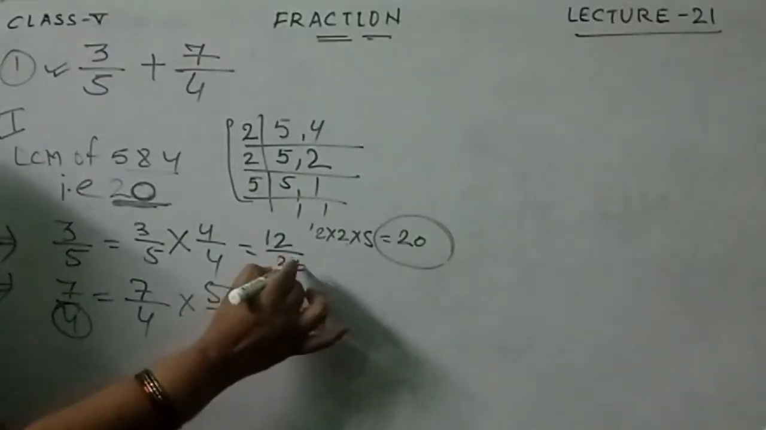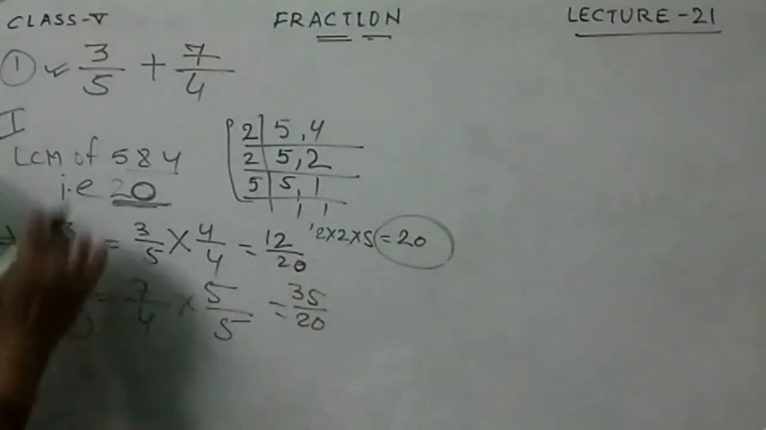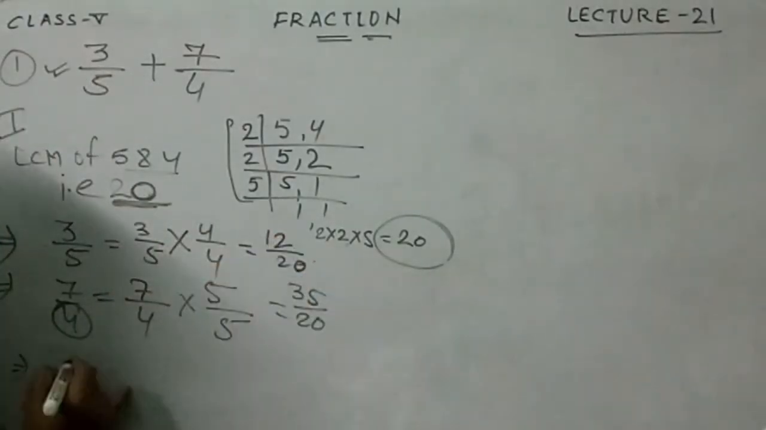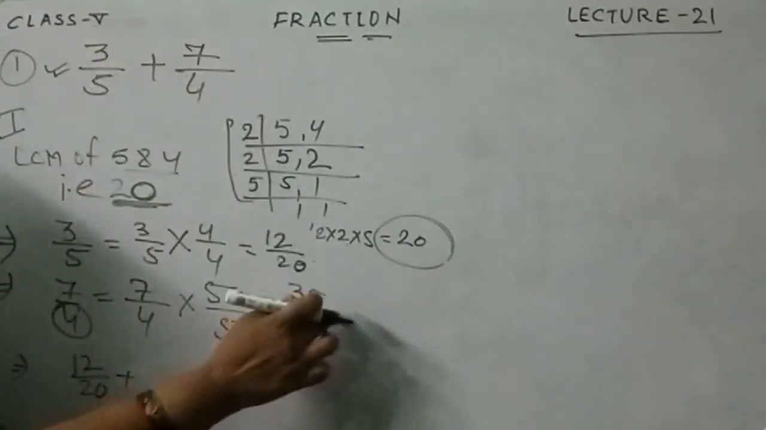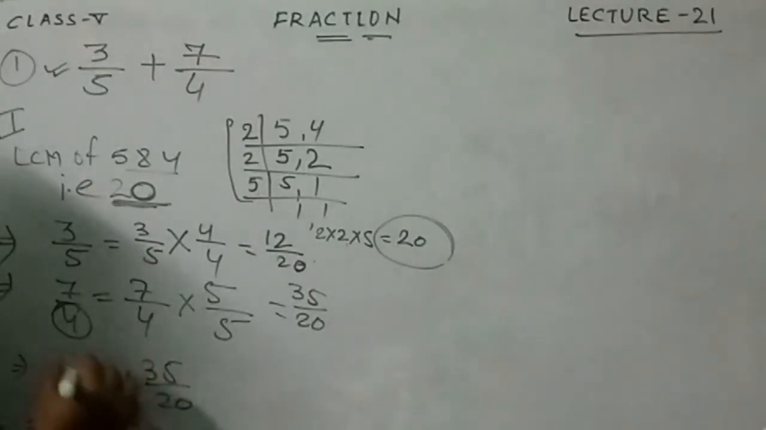Now see, both the denominators are the same. So what we have to do? In place of 3 by 5, what we will write? 12 by 20 plus, in place of 7 by 4, what we will write? 35 by 20. Now see, both the denominators are the same. So what I told, if denominators are the same, then what we have to do? Draw a line and write 20 in the down, and write the upper numbers together.